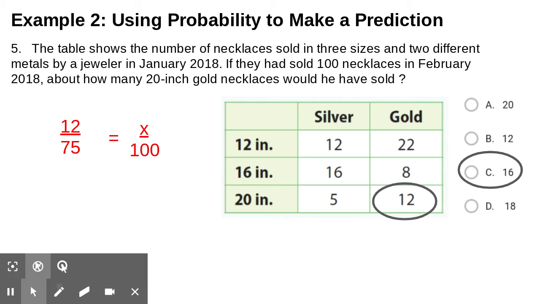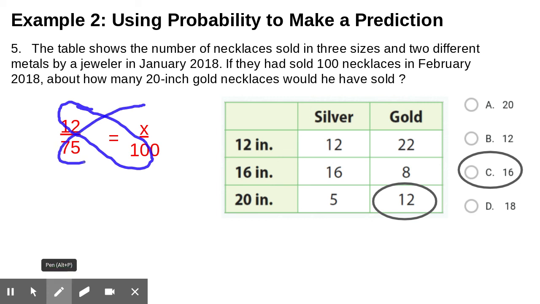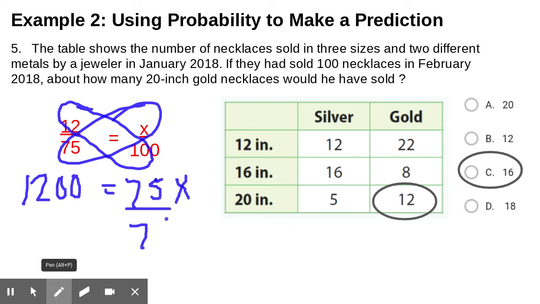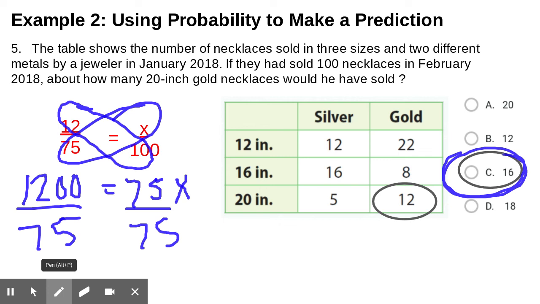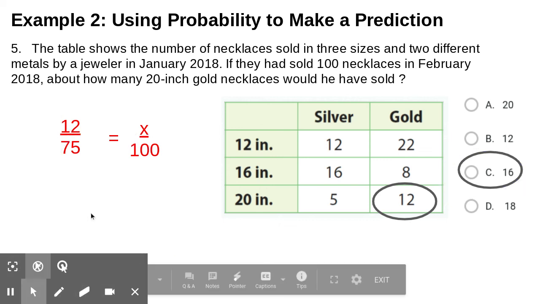Okay. So again, what we did, when you cross multiply, you get 1200 when you take 12 times 100, and then you get 75x when you take 75 times x, take 1200 divided by 75, and then you end up getting the 16. Okay. If you need to go back and look at that one again, please do so. You will have a question very similar on your graded assignment, just like this question. Okay, so make sure you understand this.